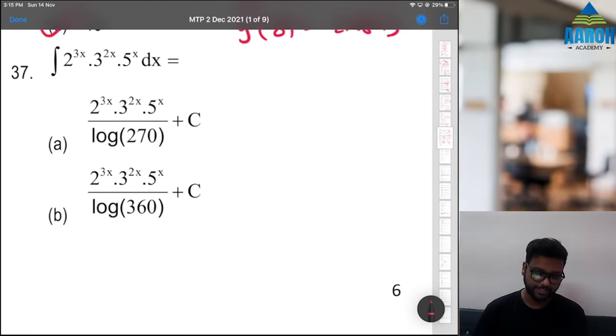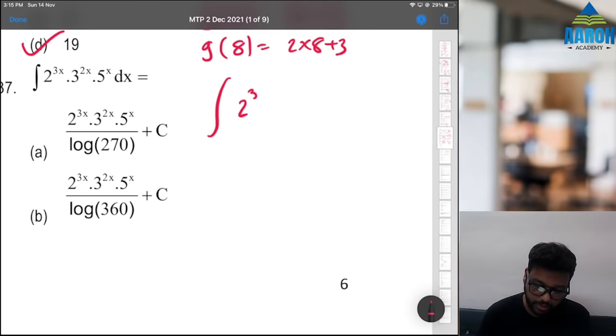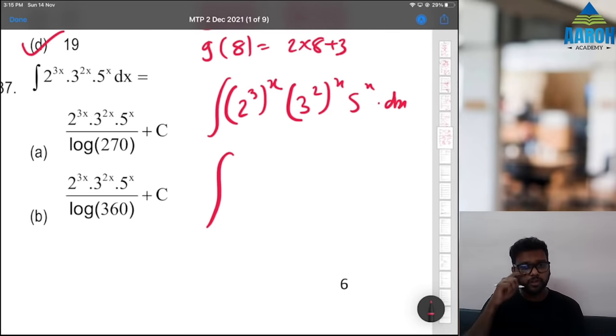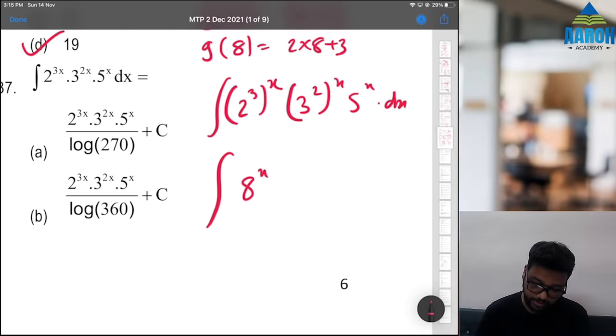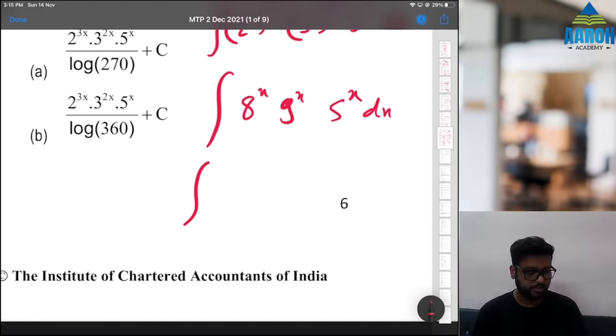Integration of this, they are asking. Okay, it seems challenging, but it is not challenging. Understand? We can write 2 raised to 3x as 2 raised to 3, raised to x, which is (3 raised to 2) raised to x, and 5 raised to x dx. That means we want 2 raised to 3, that is 8 raised to x, 9 raised to x, 5 raised to x dx. Same power, so we can just multiply. 8 into 9 into 5 is 360 raised to x dx.